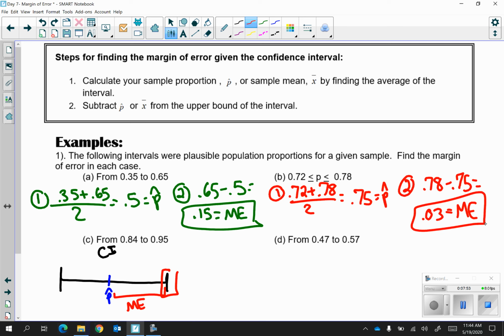Now, again, I did mention there are other ways to solve this. The reason why I like this way is because it also finds your sample proportion, which sometimes the questions also ask for. So this one finds both pieces of information, and you don't have to go back to find anything else. Parts C and D are going to be part of your assignment later.